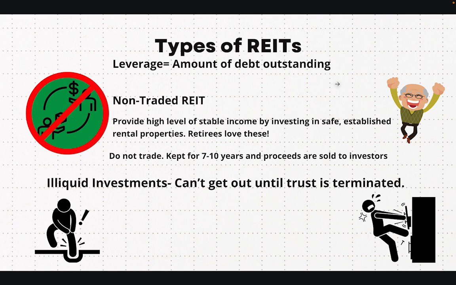Types of REITs. So again, leverage is the amount of debt outstanding. Remember that. Non-traded REITs provide a high level of stable income by investing in safe, established rental properties. Retirees love these because they are safe and they are predictable. They do not trade. You keep them for 7 to 10 years and the proceeds are sold to the investors. However, these are illiquid investments. You can't get out until the trust is terminated. But they do provide a high level of stable income, so retirees love that supplemental income.